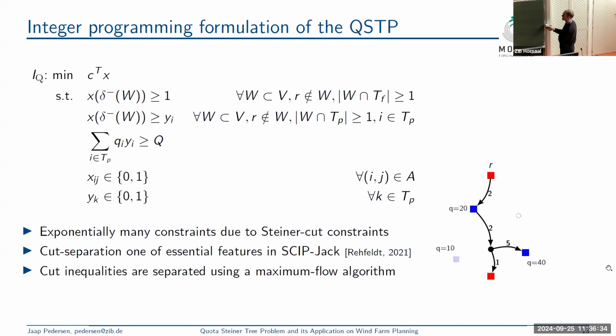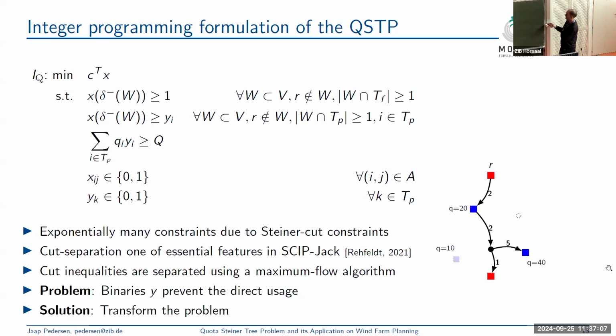So what I said is that we have exponentially many constraints, the Steiner cut constraints. In SCIP-Jack, there's a cut separation procedure to separate these constraints. It's one of the essential features, and it relies on a maximum flow algorithm, because of the max flow min cut theorem. So if we find the maximum flow to each fixed terminal, and this is greater or equal to 1, then this constraint is not violated.